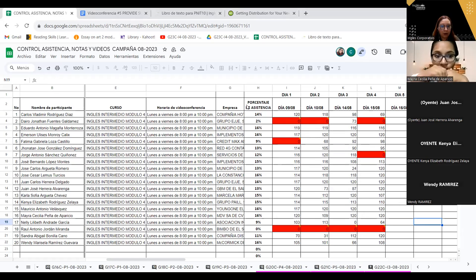So remember, we have your attendance percentage, right? I know today is the fifth class, but remember, you need to reach 80% minimum to pass the next module. So you still have four more weeks, right? But just for you to keep that in mind, make sure to participate so that you can increase your attendance percentage, right? Just for you to be aware of that. So now we're gonna go to the students, Manuel.